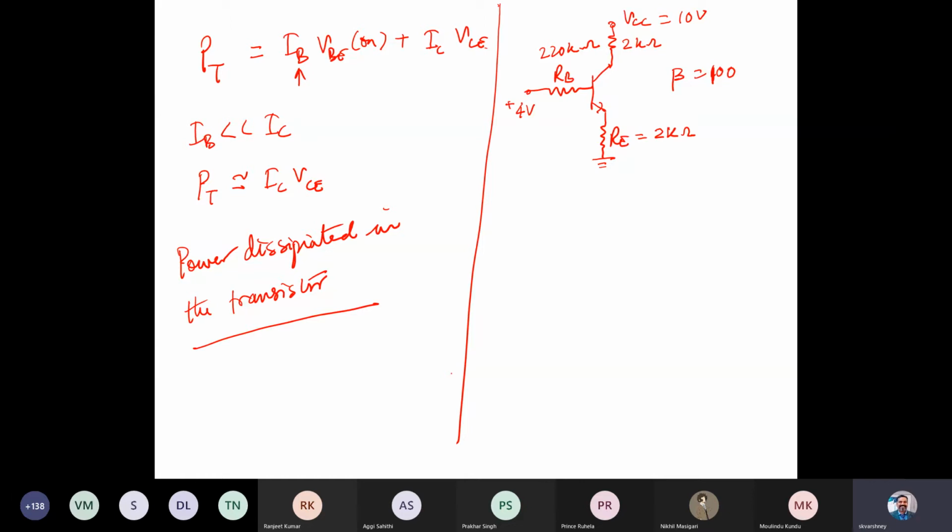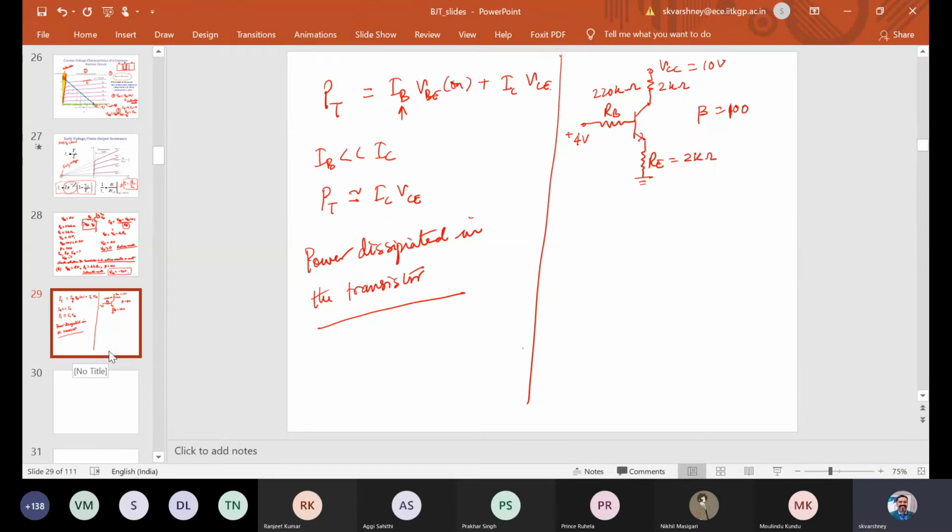So please try this out, and then we have a break. We'll assemble at 9:05. Right now it is 8:55, so we have a 10 minutes break and then continue. Please try out this problem and find all the parameters once again, all the current values and the voltage values for this circuit.